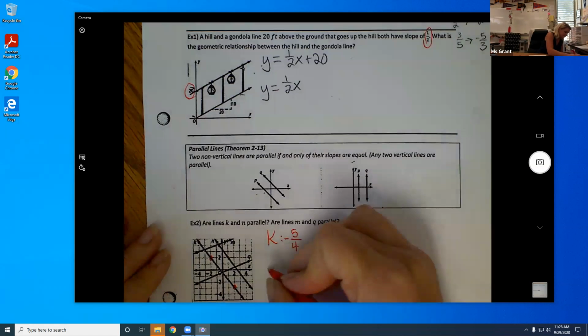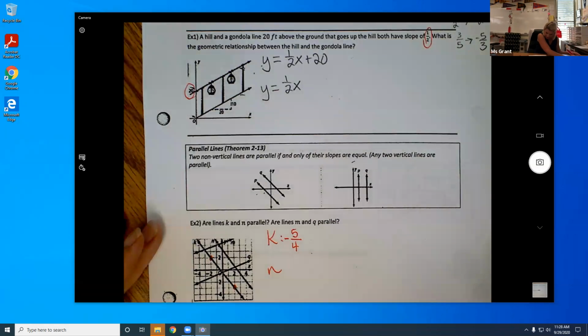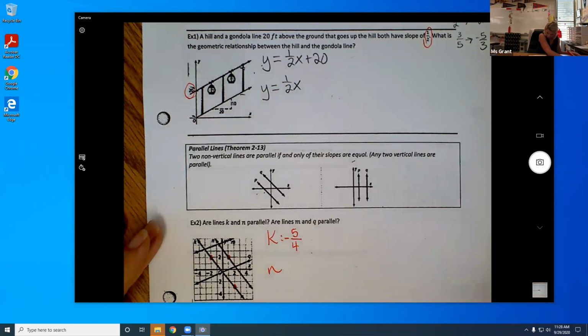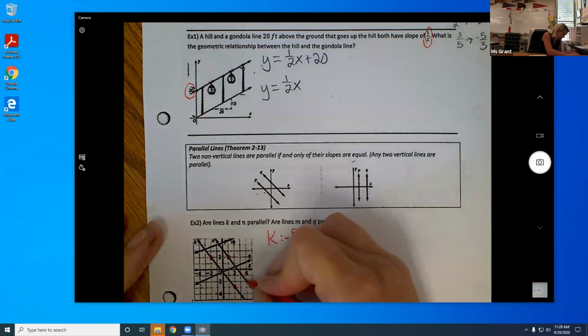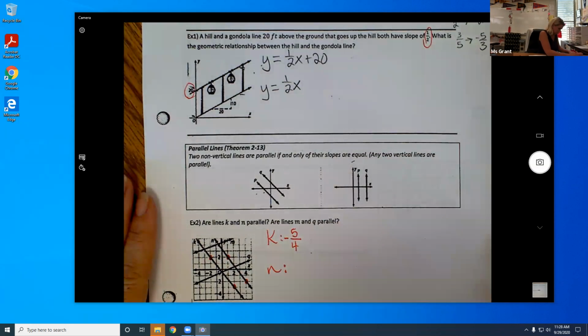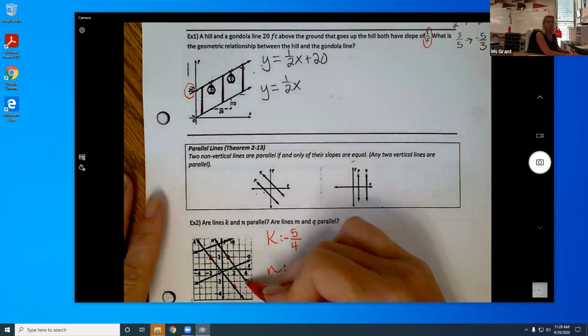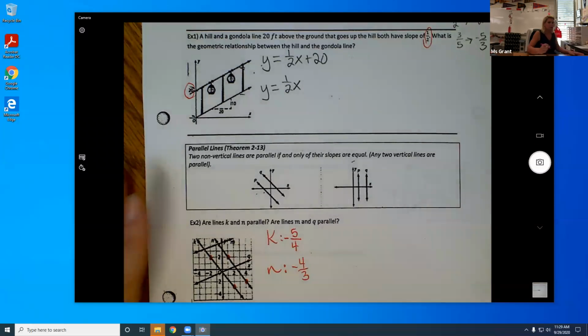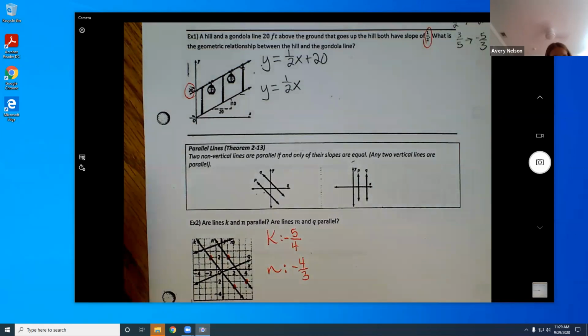All right, line N. I put my dots here, 1, 2, and 4, -2. Rise and run. Start at the low point, just rise and run. 1, 2, 3, 4, -1, -2, -3, -4/3. Are those slopes parallel? No, they're not. So no.